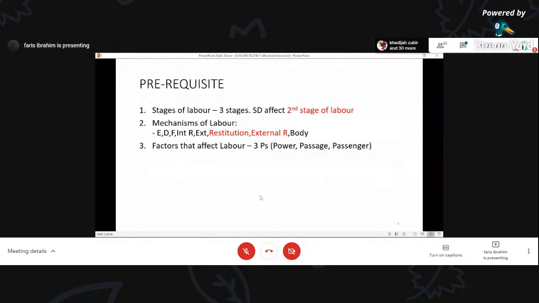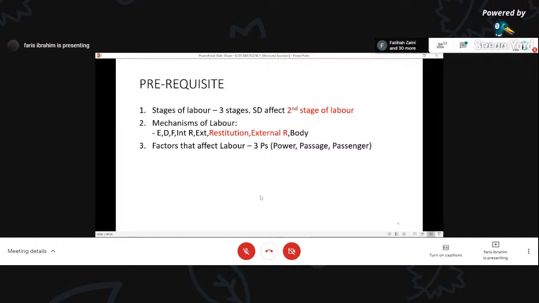Okay, now in order for you to understand shoulder dystocia, there are a few prerequisite knowledge that you should have. Number one is the stages of labor. As you know, you have 3 stages of labor. First stage is from 1 cm until 10 cm. So you have latent phase of labor and also active phase of labor, both in the first stage. Second stage is from 10 cm until delivery of the fetus, and then third stage is from delivery of the fetus until the delivery of the placenta. So shoulder dystocia only happens in the second stage of labor, meaning from 10 cm until the delivery of the fetus.